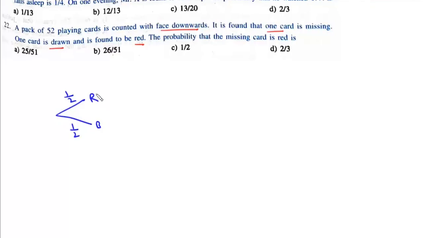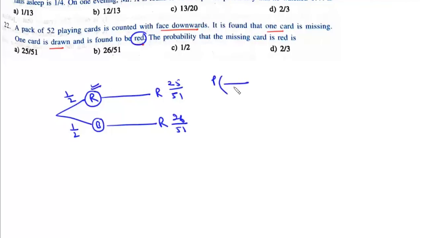Now if the card lost is red, then the probability of getting a red card will be 25 by 51. And if the card lost is black, then the probability of getting a red card will be simply 26 by 51. Now it is known that the drawn card is red. Find the probability that the missing card is red. So we have to find this case. So if the drawn card is red, then find the probability that the missing card is also red.